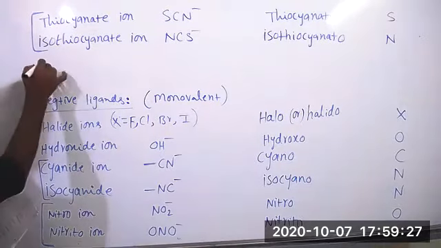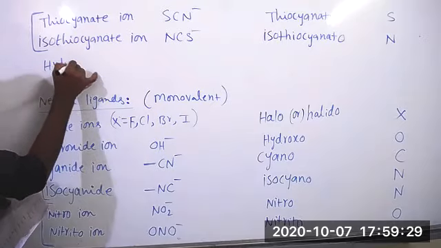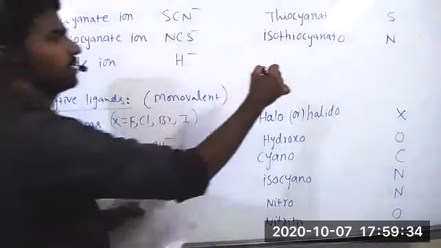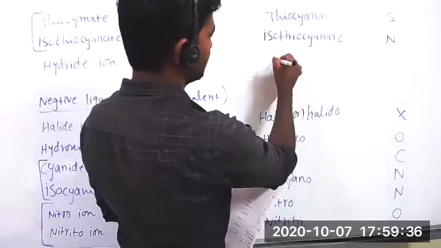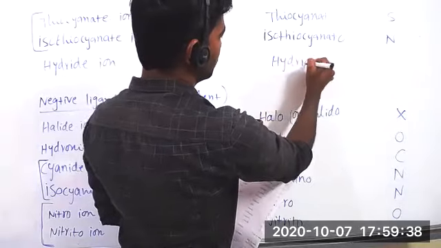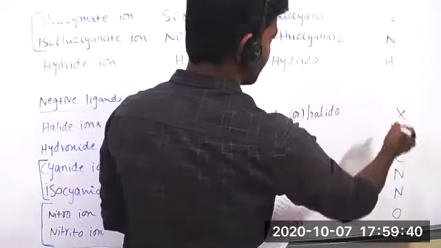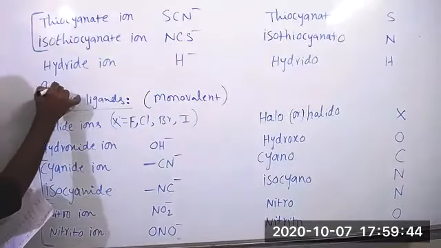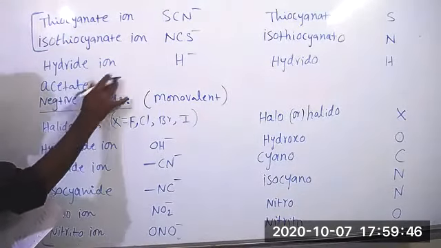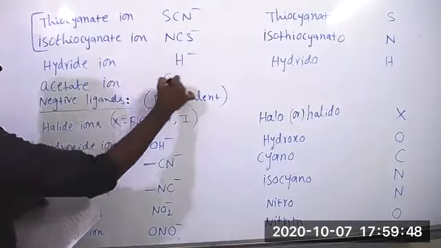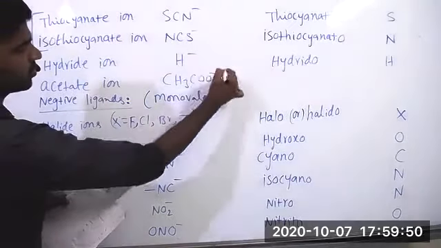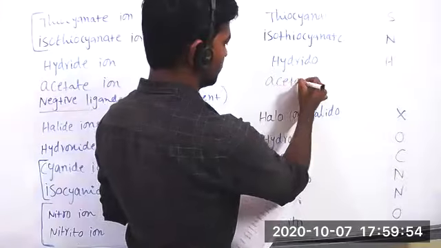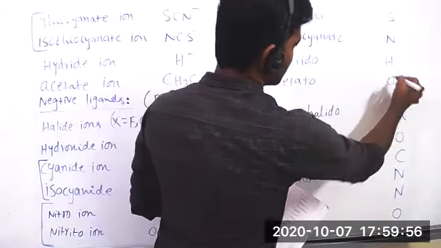Next, hydride ion, H minus. Hydrogen is directly linked, so name is hydride, hydrido. Acetate ion, CH3COO minus, acetato. Oxygen is linked.